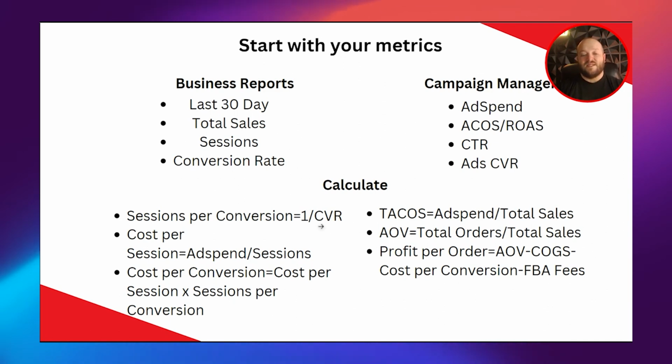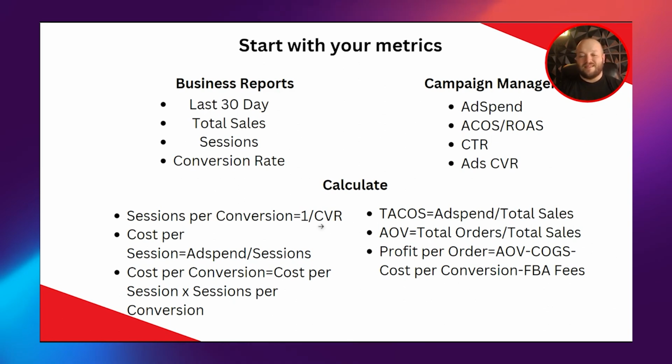Then we want to calculate your cost per session, which is your ad spend divided by your total sessions. It's going to tell you how much each visit to your listing is actually costing you. And for your cost per conversion, we have your cost per session times your sessions per conversion. That's going to tell you exactly how much it costs you for each purchase that you get, which is a very important metric. We want to keep that as low as possible so you can maximize your profitability, but you don't want to get it so low that you're sacrificing potential revenue.